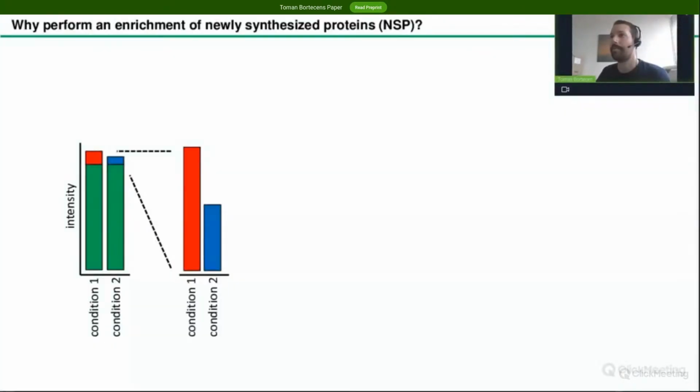I mentioned now already that we can perform enrichments of these newly synthesized proteins. And you might also wonder, what's the benefit of this? In general, if we perform a relatively short time course experiment or perform the treatment of our cells in relatively short time spans to study these initial responses, most of the time we will have a situation similar to depicted here in the scheme. The overall abundance of the proteins between the two different conditions is most likely going to be very similar. However, there might already be quite significant differences in the newly synthesized proteins coming from either condition.